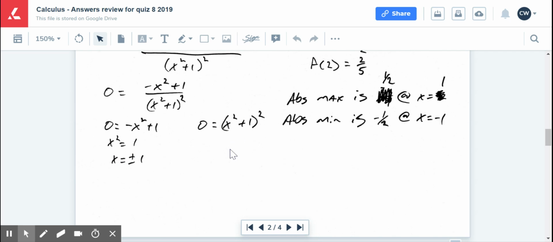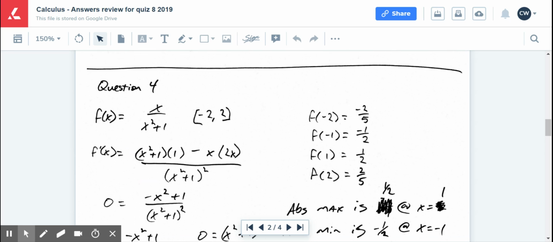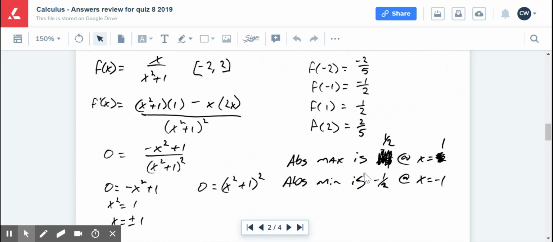On this one right here, it's impossible to get 0 out of this because anything I plug in for x here is going to be positive plus 1, and if I square it, it can never be 0. So my critical points are 1 and -1. So my endpoints are -2 and 2. Critical points are -1 and 1. Plug those in. -2 gives me -2/5. -1 gives me -1/2. 1 gives me 1/2, and 2 gives me 2/5. So my largest value is 1/2, and it occurs at 1. My smallest value is -1/2, and it occurs at -1.